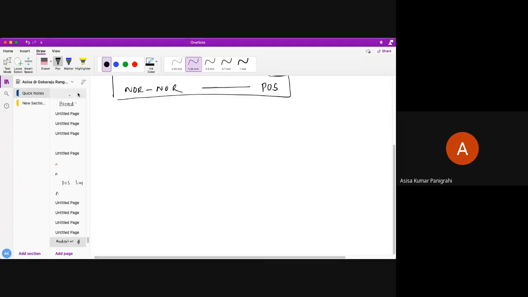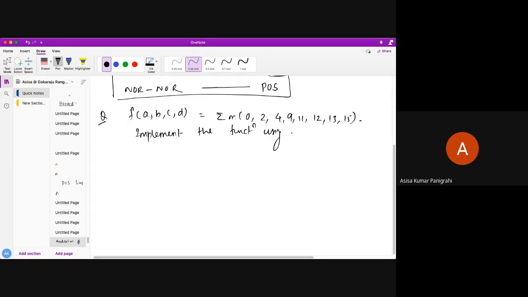See here, this is actually a 2017 question. The question is F(A,B,C,D) = summation of m(0, 2, 4, 9, 11, 12, 13 and 15). Let's say this is the function. Implement the function using two level NAND gates. So this is the question, students.